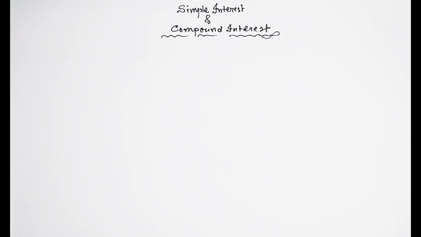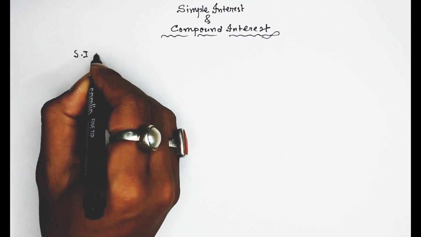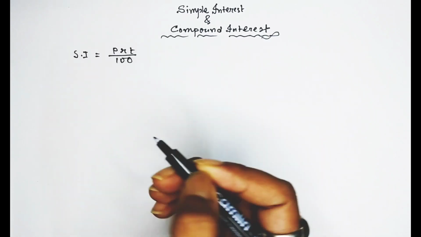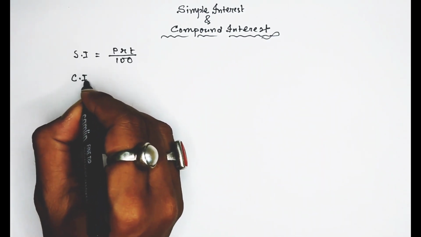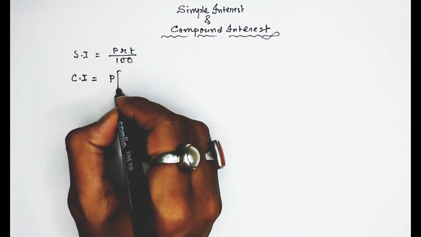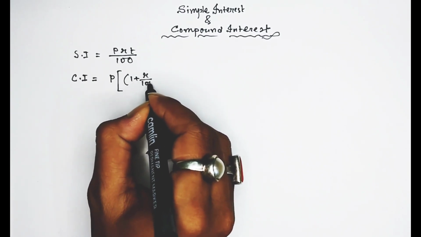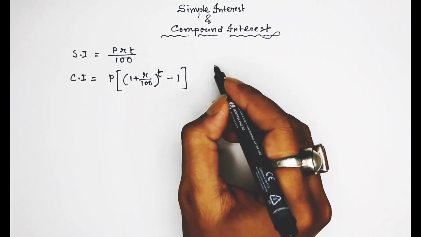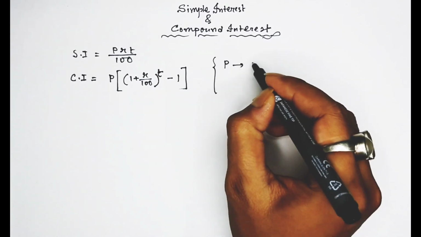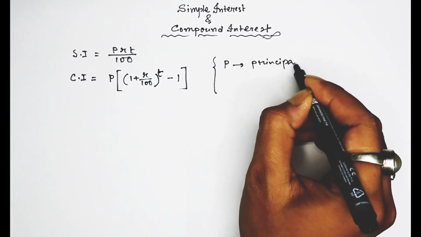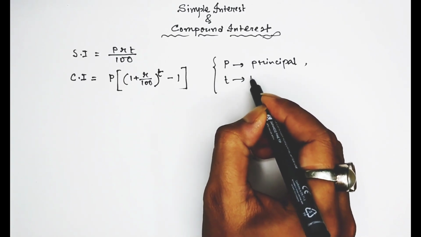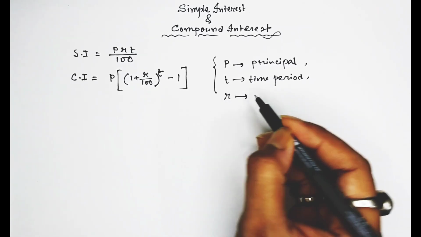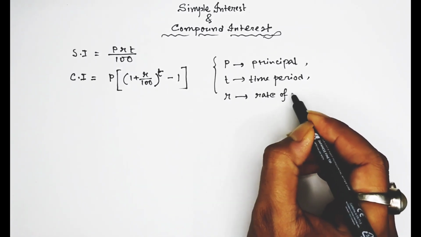As we all know, the formula of SI, that is simple interest, is PRT by 100, and the formula of CI is P into (1 plus R by 100) whole to the power T, minus 1, where P is the principal, T is the time period, and R is the rate of interest per annum.